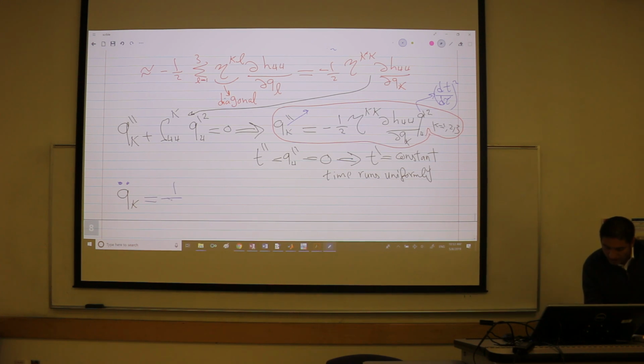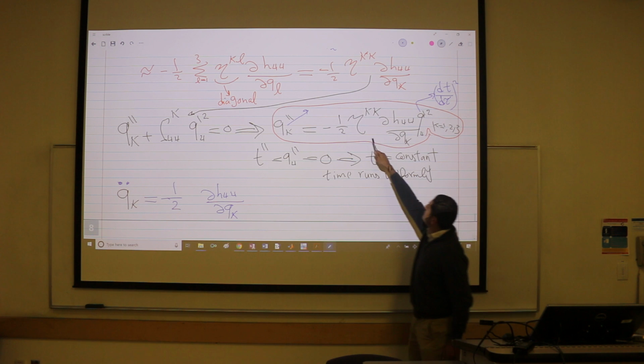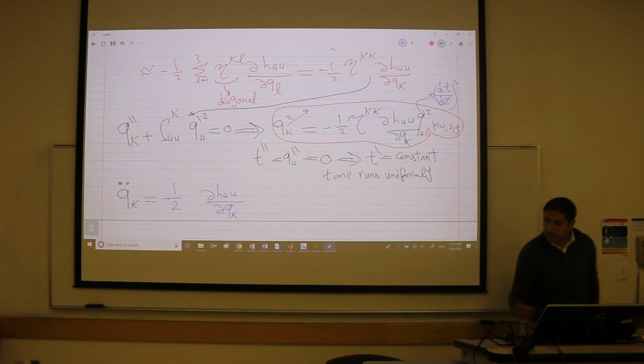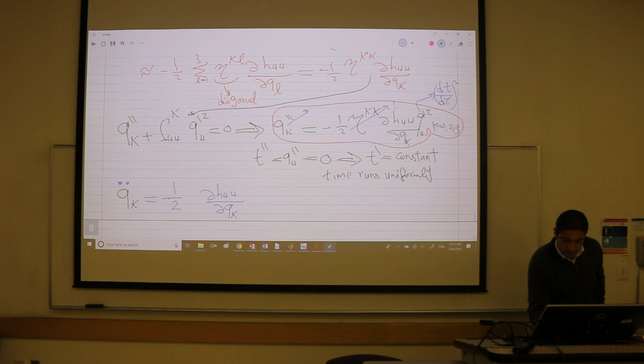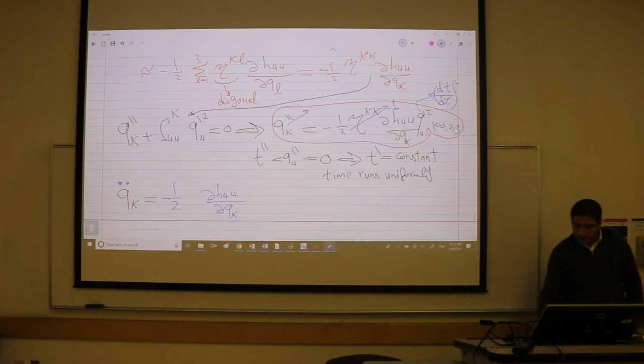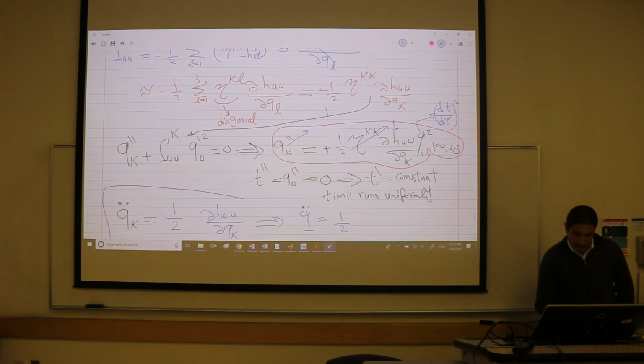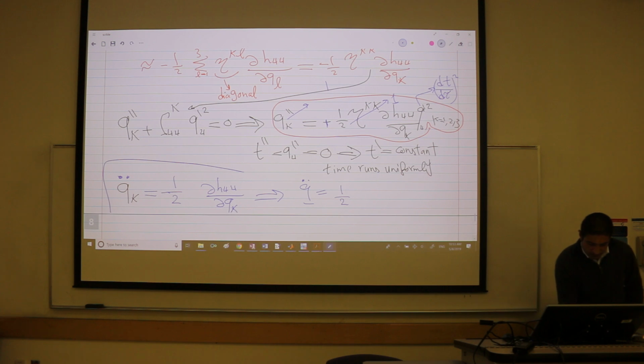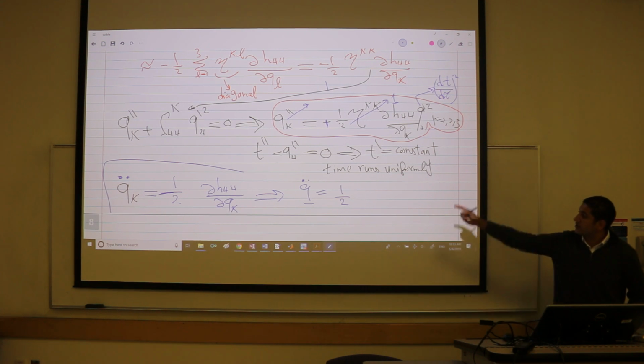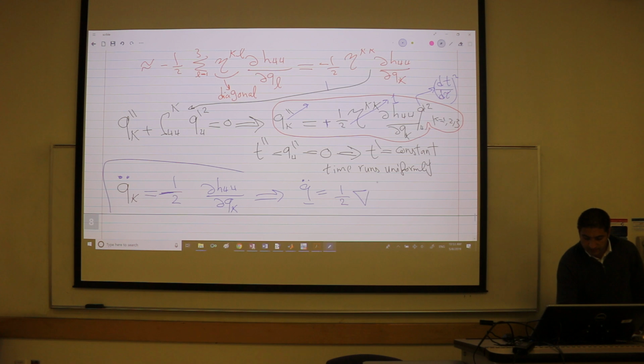This is negative 1/2 partial h44 partial qk, right? And I have the eta kk. But actually the eta kk for 1, 2, 3, this is unity. This is the equation that we arrived at, which reads as, I guess this is positive, right? Yeah, this is positive. So this is positive 1/2 partial h44 partial any coordinate, this is the nabla.